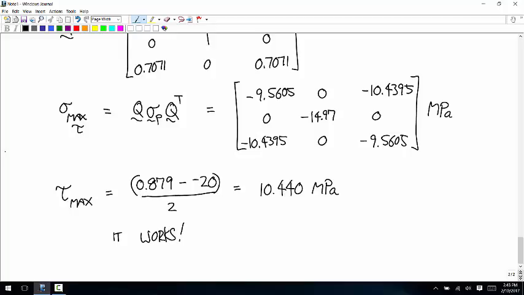And then you'd compare that maximum shear stress, 10.44, to the maximum allowable shear stress for your material, steel or whatever material you're working with, to see whether you're in a range where you're concerned about this thing breaking or going into the plastic range, permanent deformation, that kind of thing.